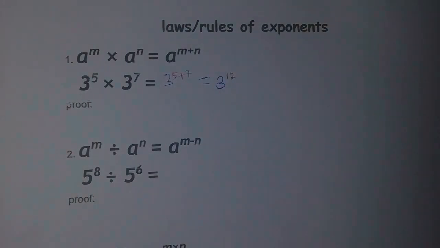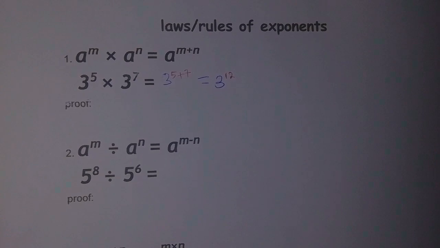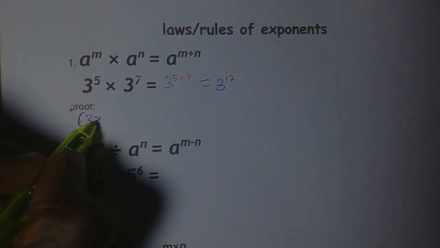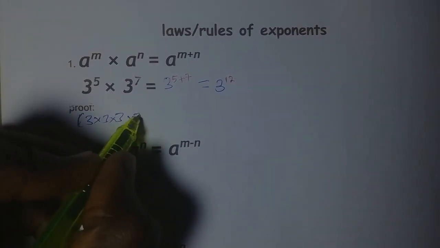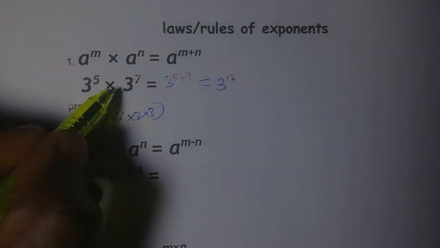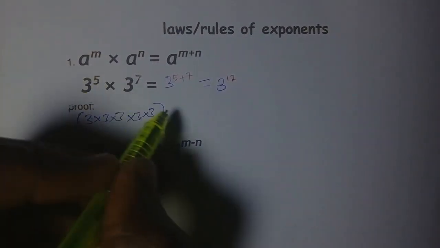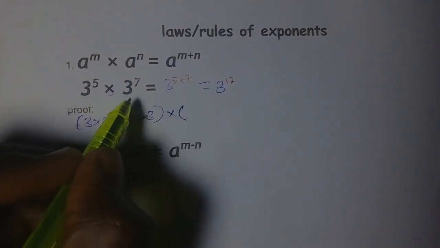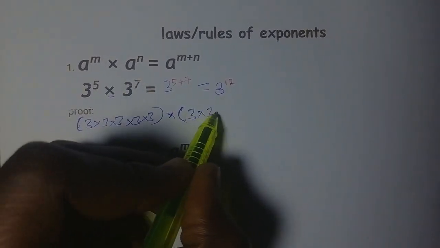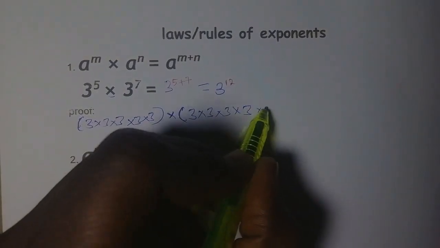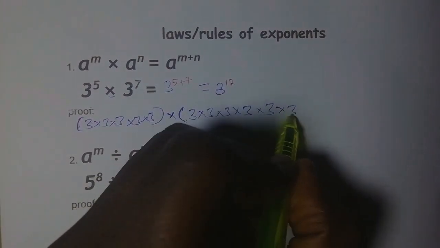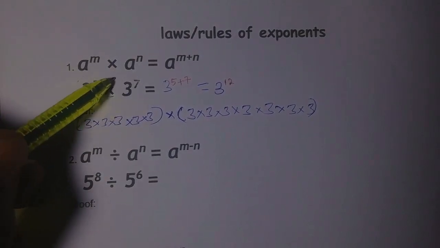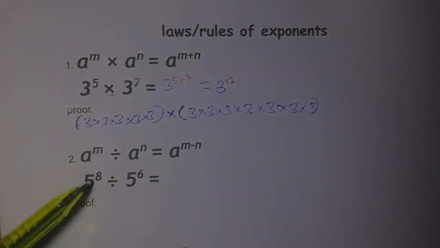So that's the answer. And the proof is that we can verify it. We can write 3 power 5 as 3 multiplying 3 multiplying 3, 5 times. So we can write the multiplication sign like this in between. So times 3 power 7 can be written as 3 multiplied by itself 7 times. So basically this is the shortened form of the expression and this is the longer form of the expression.